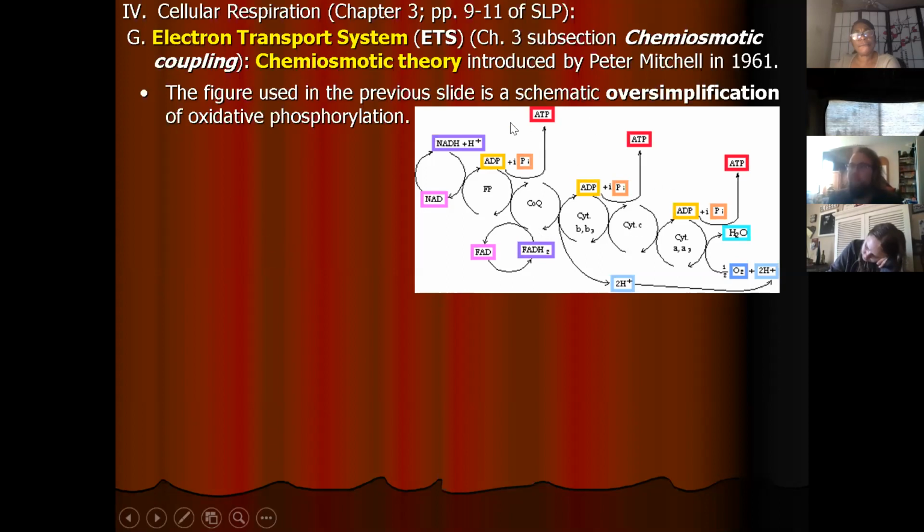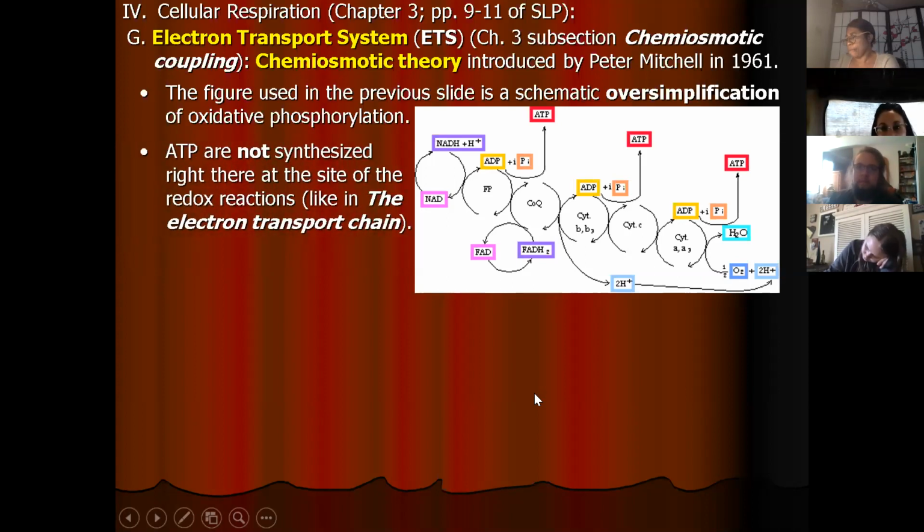Because I use this figure, and it's a gross oversimplification. Why is it an oversimplification? Because ATPs are not made at the site of the redox reactions. It is not made here, where the electrons are transferring from one boulder to the next. Those are the redox reactions. That's not where ATP is made.